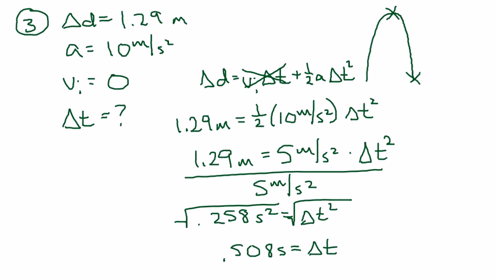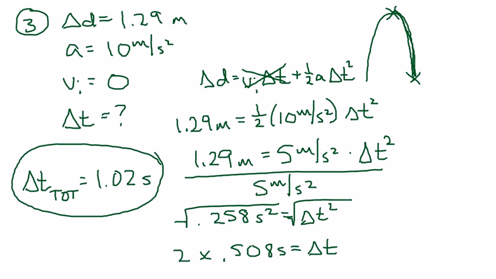Now you might be thinking, gee, that seems like a short hang time, and you're right, it is a short hang time. Because we only looked at the second half of the jump, we also only looked at the second half of the hang time. So to find his actual hang time, we need to multiply this number by 2. So we'll take 0.508 times 2, and when we do that, his total hang time, delta T total, equals 1.02 seconds. And we should have 3 sig figs there. So 1.02 seconds is Jordan's hang time.